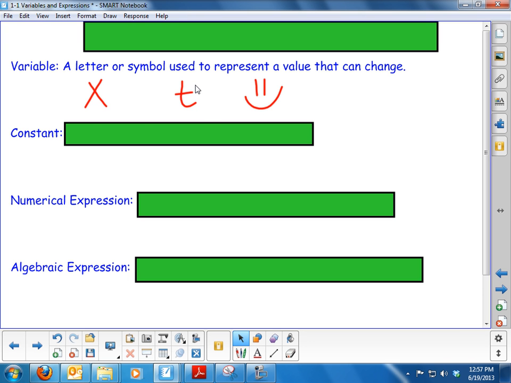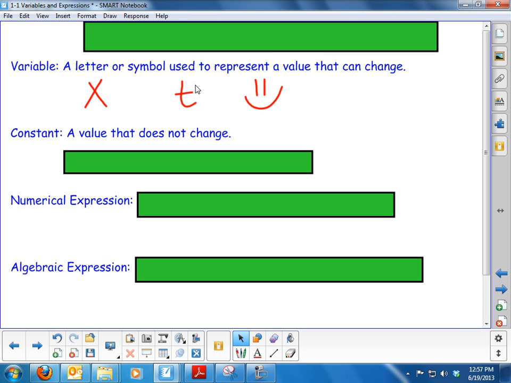The next word is a constant. Now a constant is different because a constant is something that does not change. A 4 is always a 4. A 0 is always a 0. -100 is always -100. It can't ever change to be anything else. So a constant is simply a value that cannot, will not change.